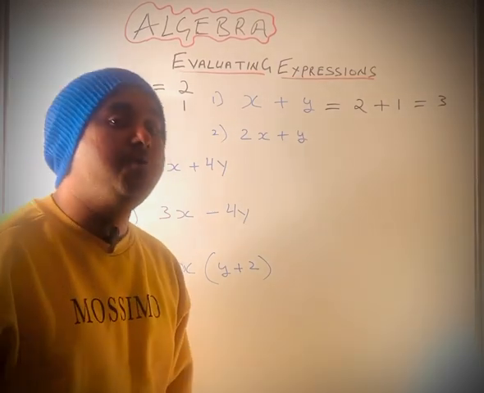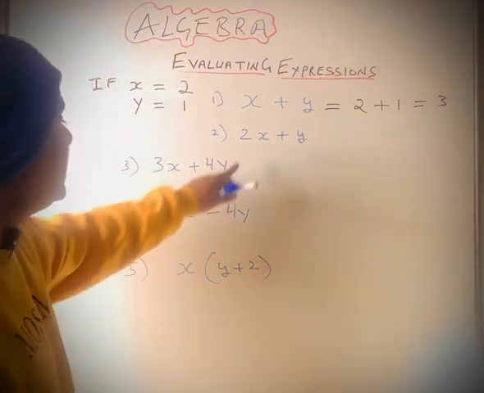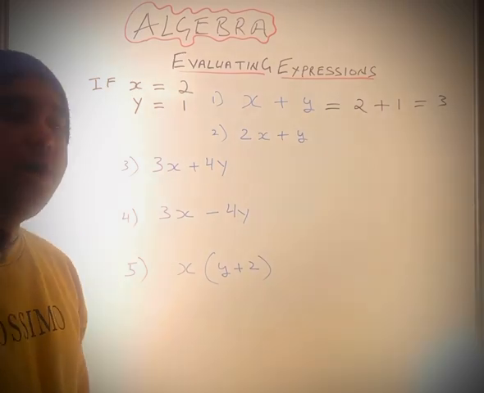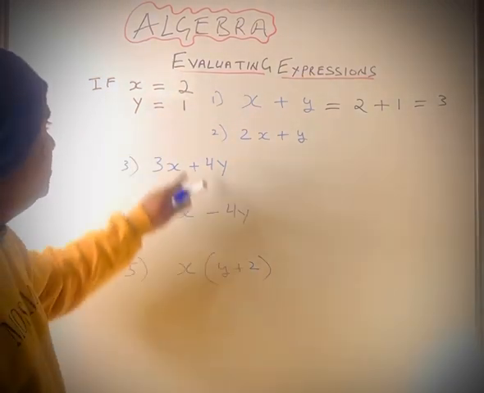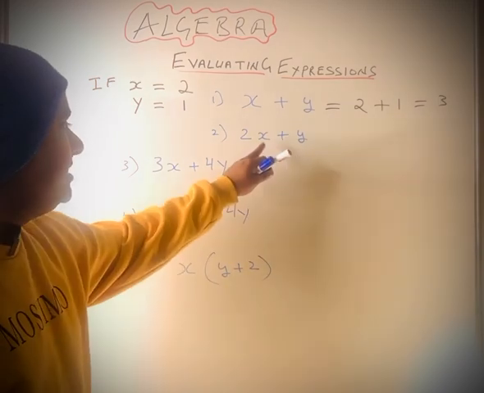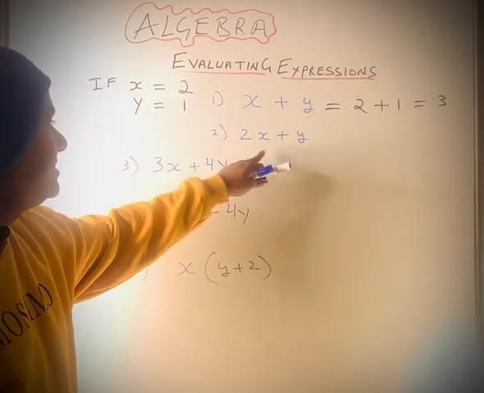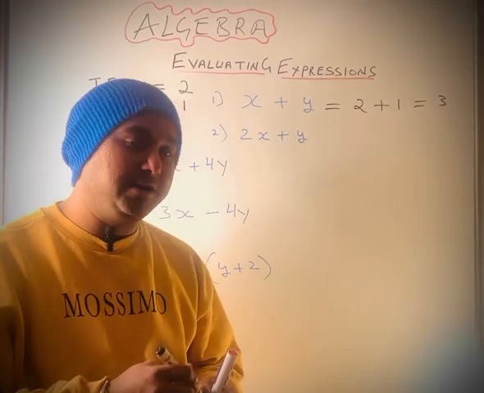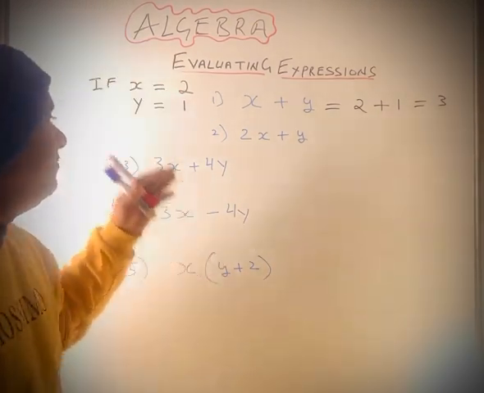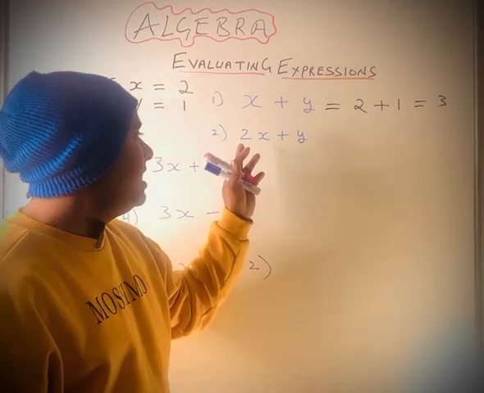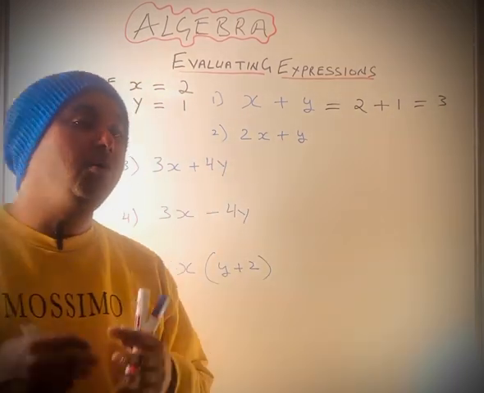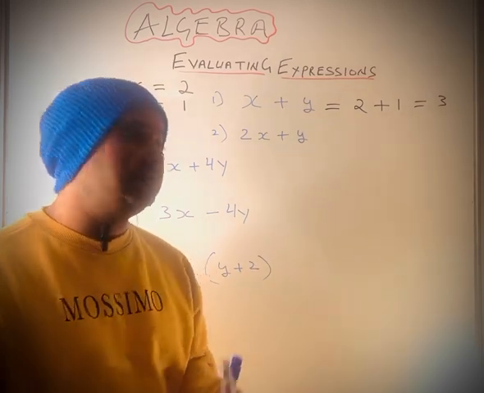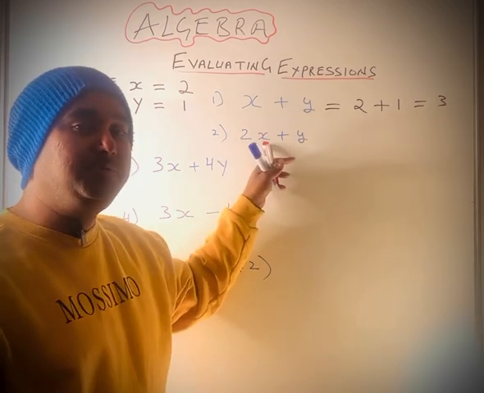The expression could be more complicated. Let's say in the second one you have the expression 2x plus y. The value of x is given as 2, y is 1, same case. What you need to do is put the value of x here and y here. Now this is very important. Whenever you put the value of x or y, and there is a coefficient, as I told you in the last class, coefficients are meant to be multiplied with variables.